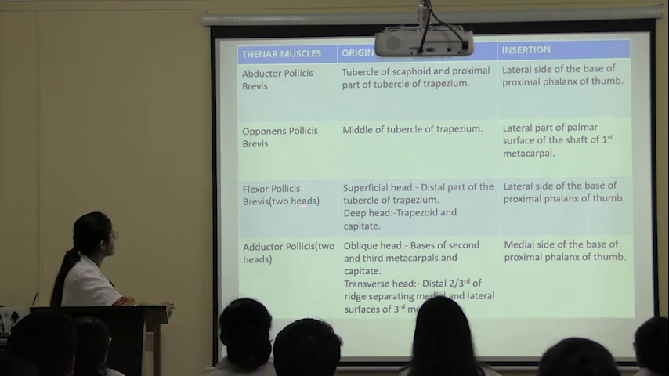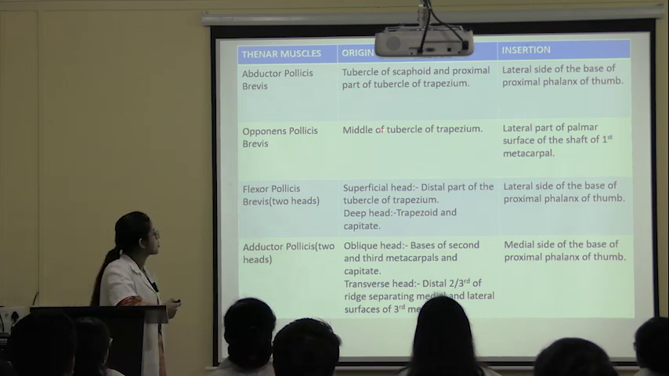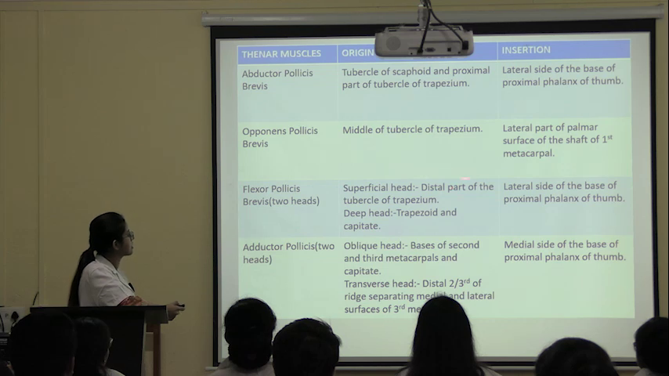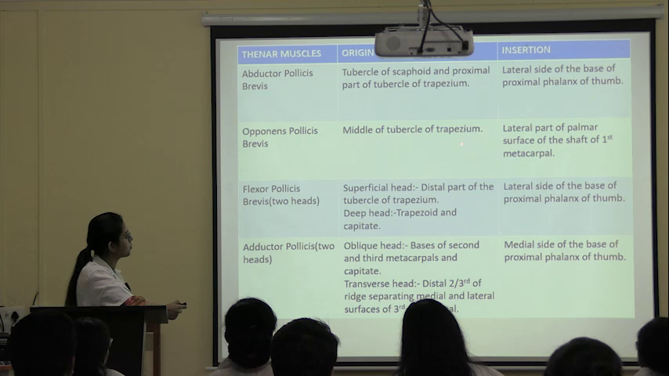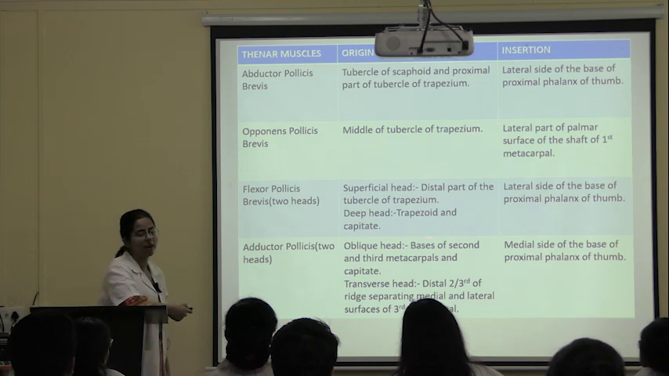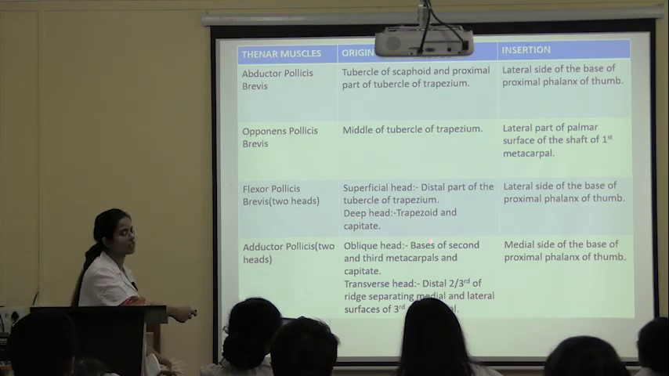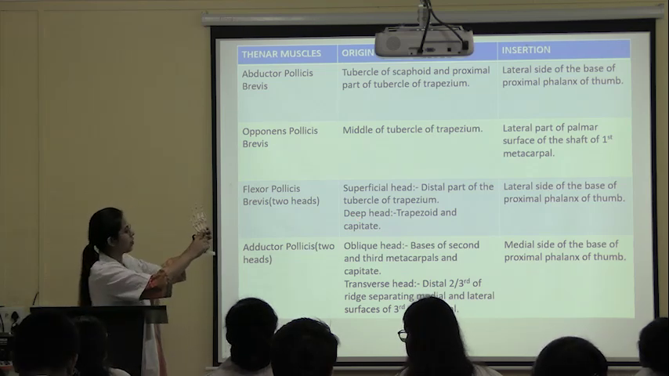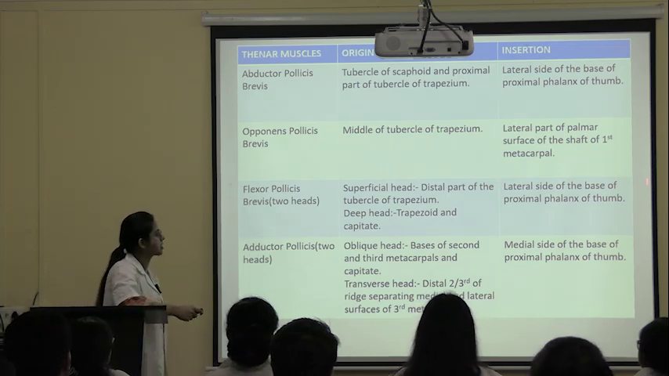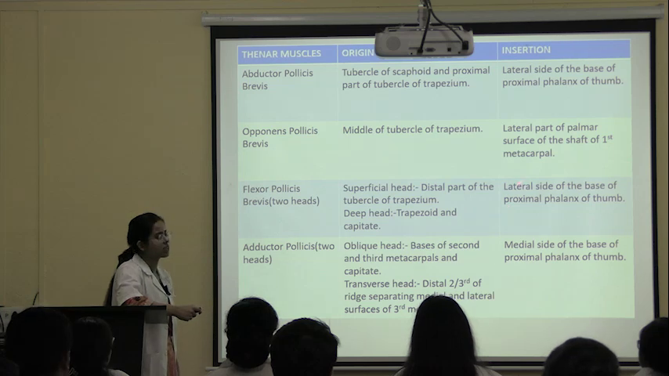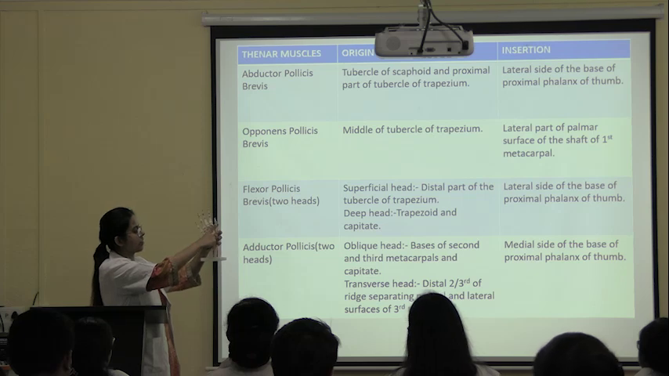Flexor pollicis brevis, as I said, has two heads, a superficial head and a deep head. The superficial head originates from the distal part of the tubercle of trapezium. The deep head originates from trapezoid and capitate. This is inserted in the lateral side of the base of the proximal phalanx of the thumb. This is the proximal phalanx of the thumb.